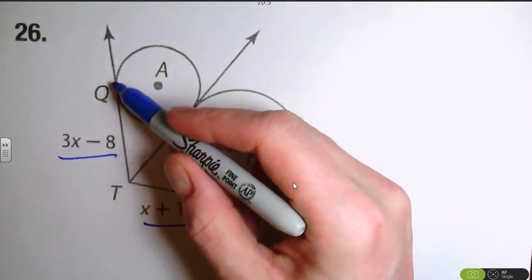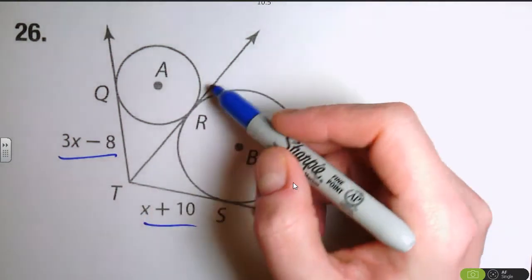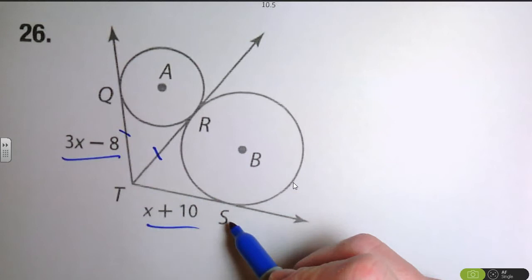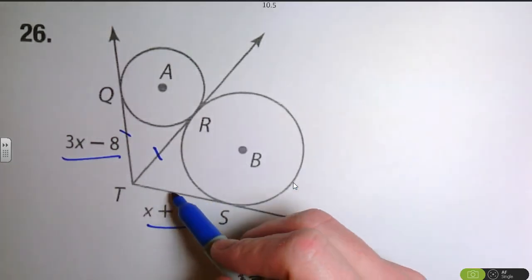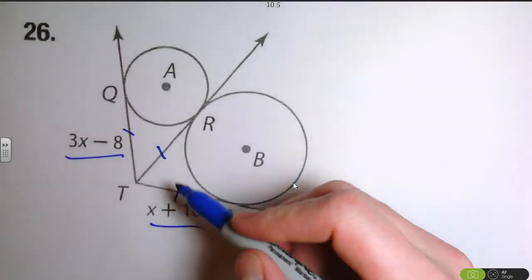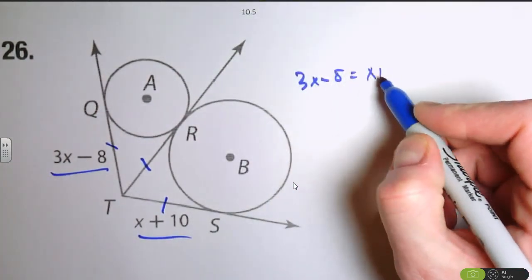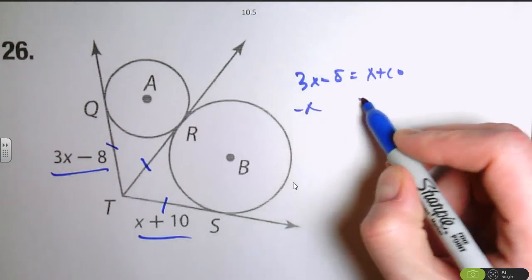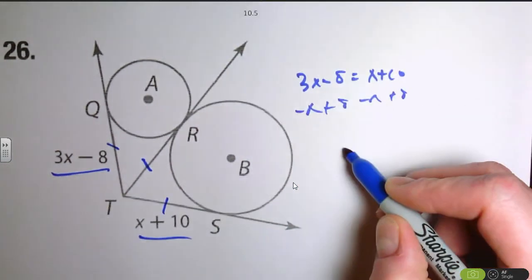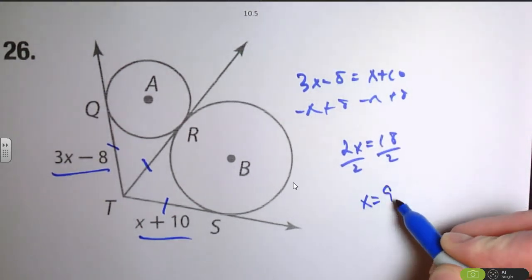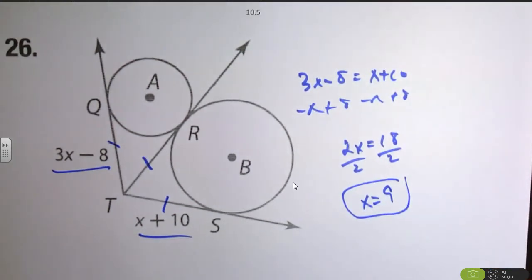But this segment is tangent to this circle, and so is this ray, meaning this segment's congruent to this one. And then TR and TS are both tangent to circle B, so that means those guys are both congruent. So really all three of those segments are congruent. So 3x minus 8 has to equal x plus 10. So subtract an x, add an 8, 2x equals 18, divide by 2, x is 9. Okay, and those are some problems from section 10.5.